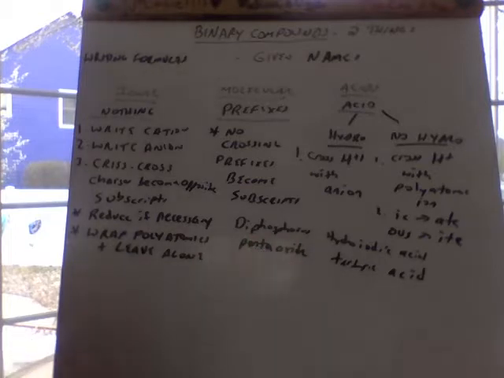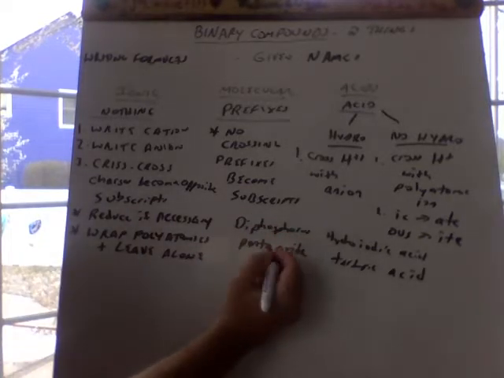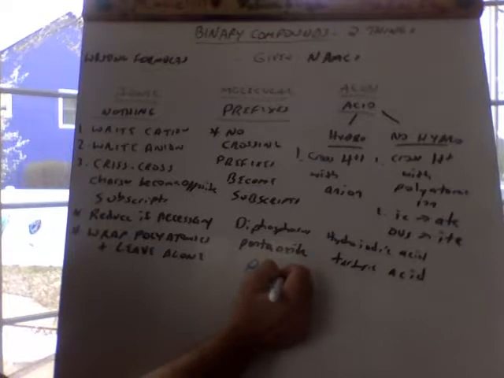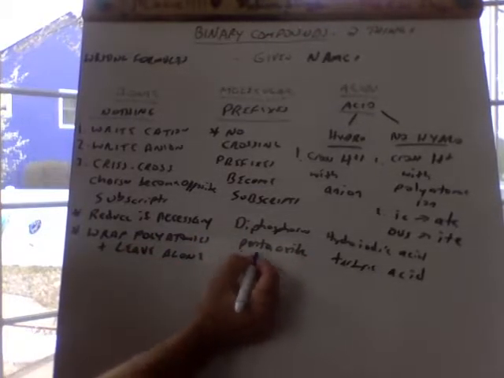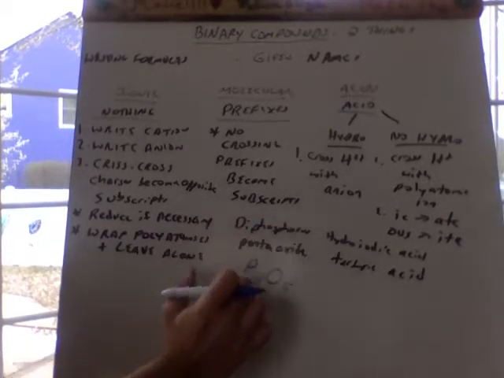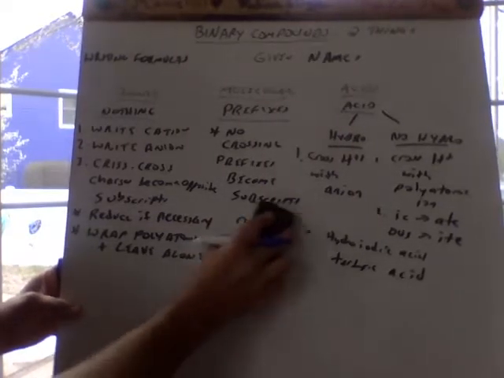Diphosphorus pentaoxide. Phosphorus is P, oxygen is O. Di, remember what prefix di stands for? It's 2. Penta is 5. There's my formula. Literally, that's all it is. Diphosphorus P2, pentaoxide O5. Okay, you have to memorize those things because it's right there.